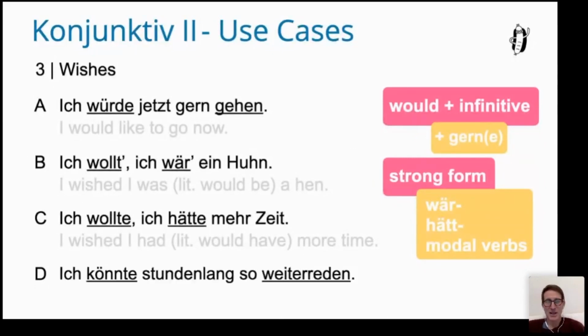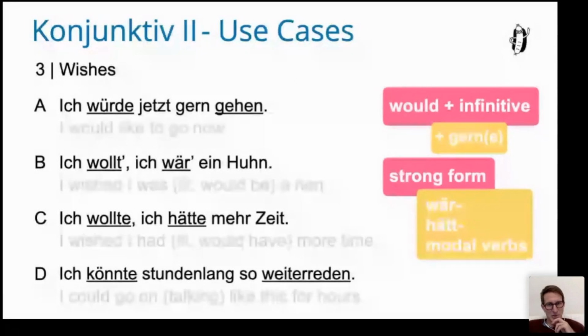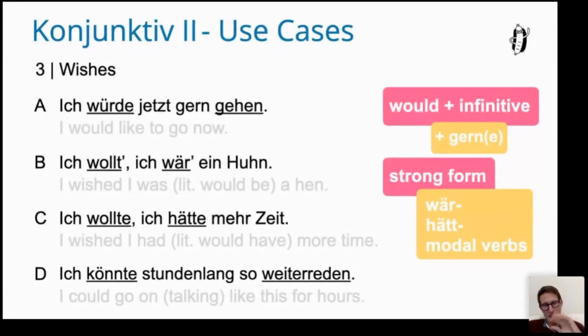Last example with a modal verb. Ich könnte stundenlang so weiterreden. I could go on talking like this for hours. The talking is the reden. And here you have könnte. So you see that also works for what we call the modal verbs. Modal verbs are 6 verbs that help you to express modalities. That's a different topic, but I go into this in a minute.